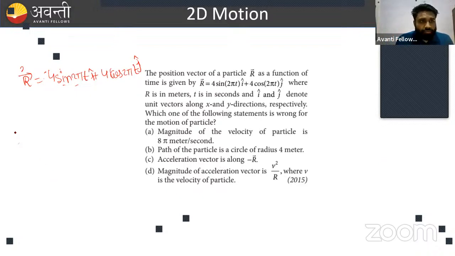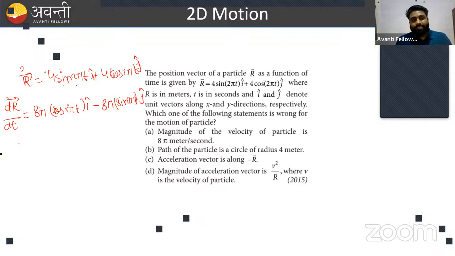Okay. So dr by dt gives us, we have already discussed it, 8 pi cos 2 pi t i cap minus 8 pi sine 2 pi t j cap. Okay. Again, we are going to differentiate it. Now this term dr by dt is the velocity vector. So we are going to differentiate it again.